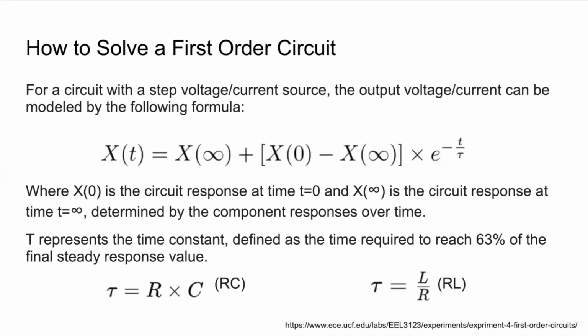Tau represents the time constant, defined as the time required to reach 63% of the final steady response value. For an RC circuit, tau is R times C, and for an RL circuit, tau is L over R.